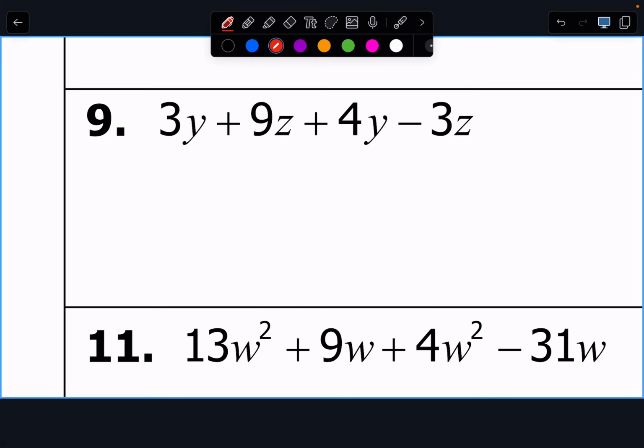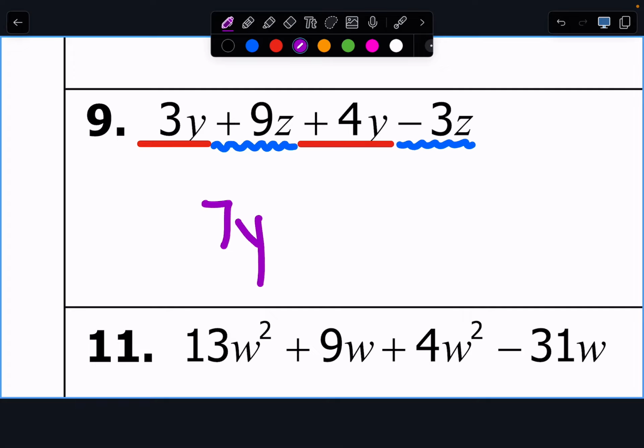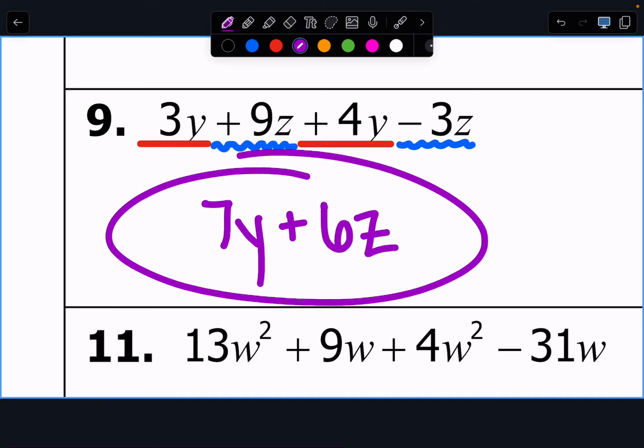Now, what happens when we get to number 9? We have a couple different things happening, right? Are they all like terms? No. So 3y and plus 4y are alike. Plus 9z and minus 3z are alike. So we would combine only like terms. So we could combine 7y and a positive 6z. So we would have 7y plus 6z. Are you okay with that?